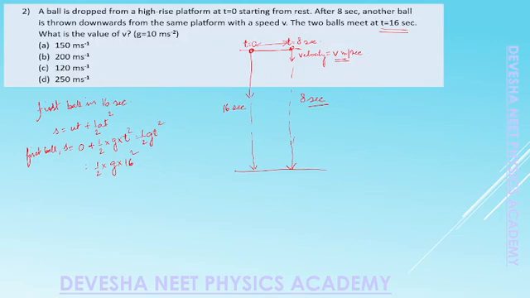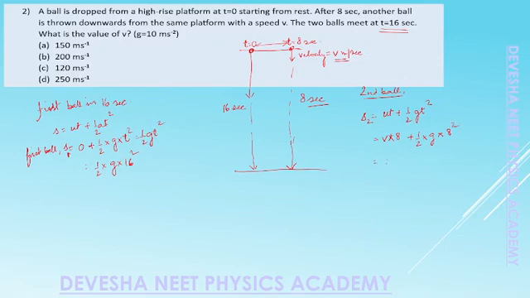Now the second ball is also covering a certain distance, right? So if I say it is S2 and the earlier one as S1, so S2 is equal to, now remember, S is equal to ut plus half of gt square. Now remember this time there is an initial velocity which is v, and for how much time it is thrown? For 8 seconds, right? Plus half into g into how much time it is there in the air, which is 8 seconds, right?